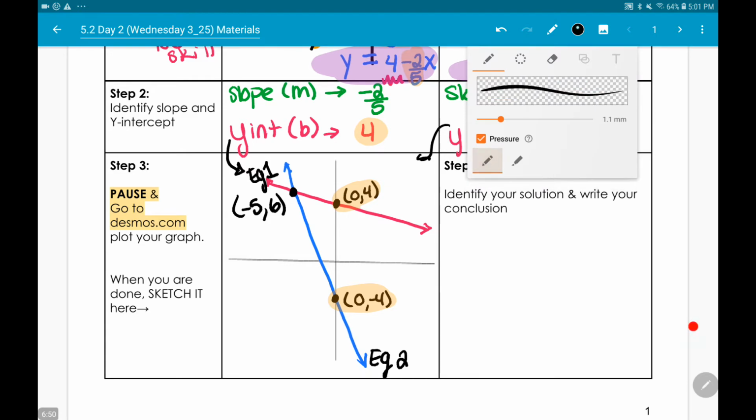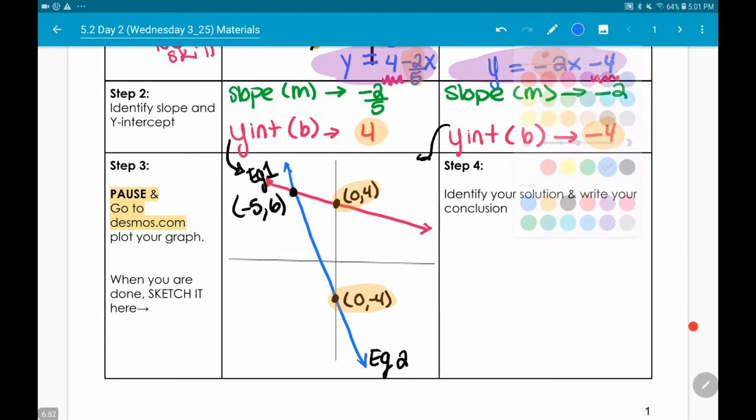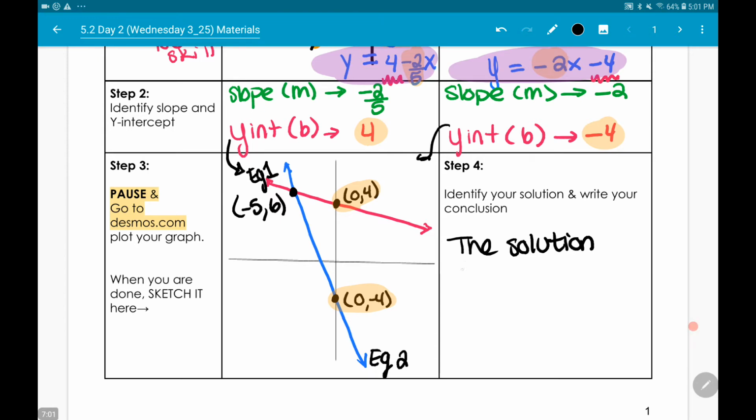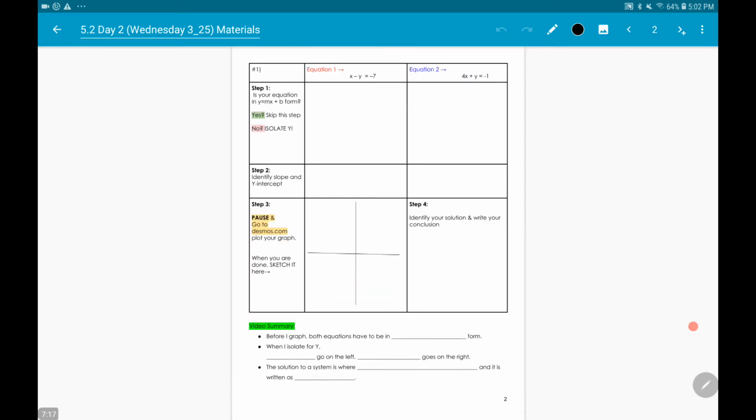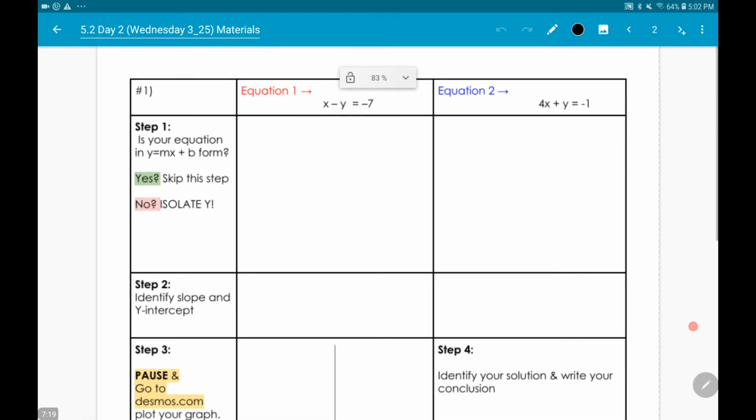All right, now we write our conclusion. So the solution is -5, 6, or x equals -5 and y equals 6. Remember, our solution has both an x and a y. All right, let's keep it moving.